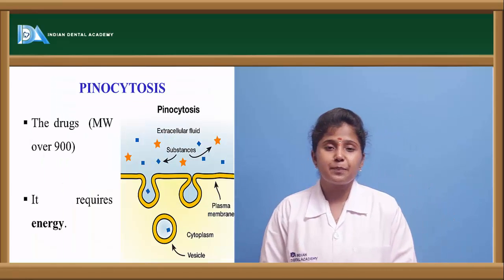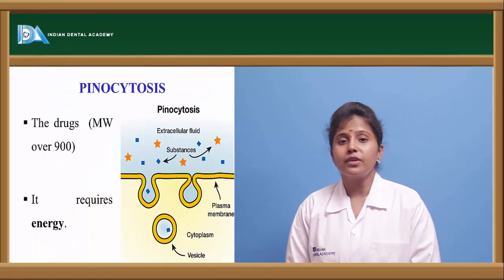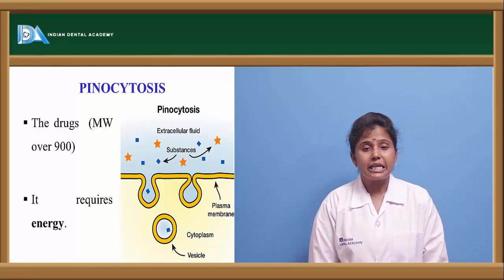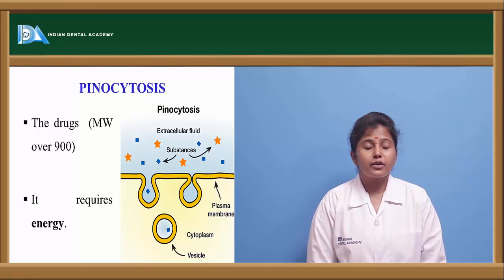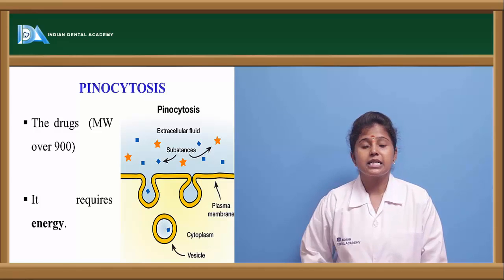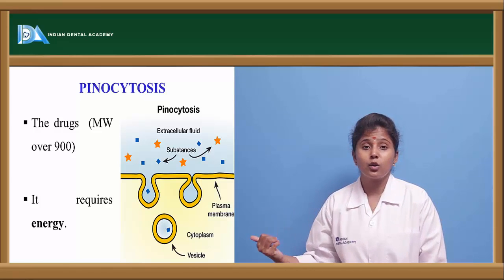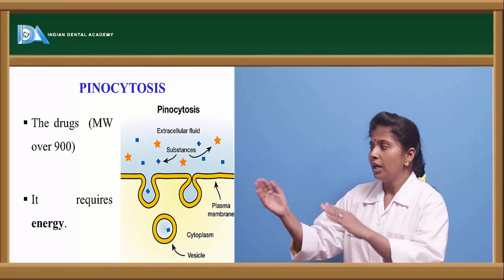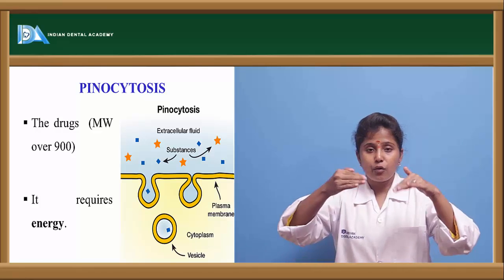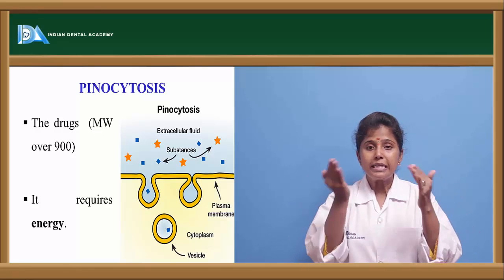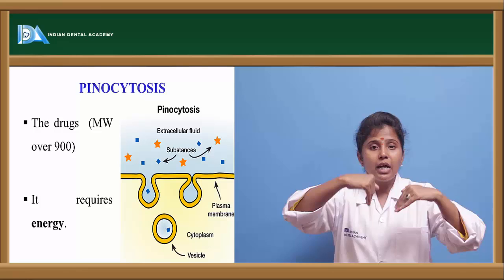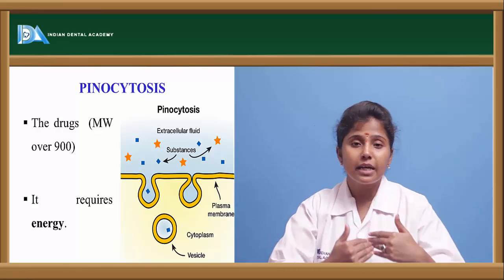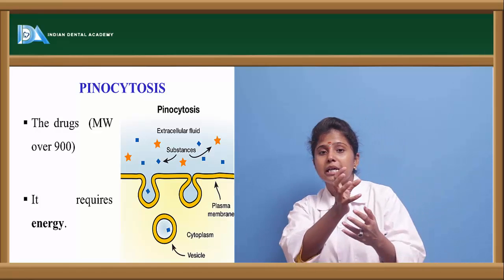The other process is pinocytosis. Most of the drugs which have a molecular weight of greater than 900 Daltons, that type of drugs will undergo absorption by pinocytosis. Pinocytosis means the plasma membrane forms some loops in it. When these loops are formed, because of the protrusions inside the plasma membrane, the drug is absorbed.